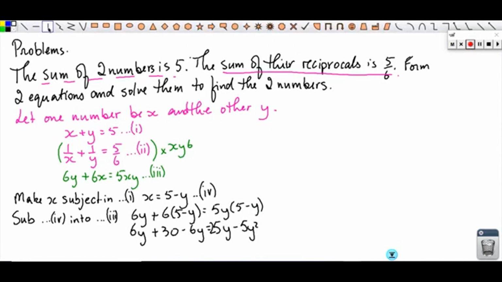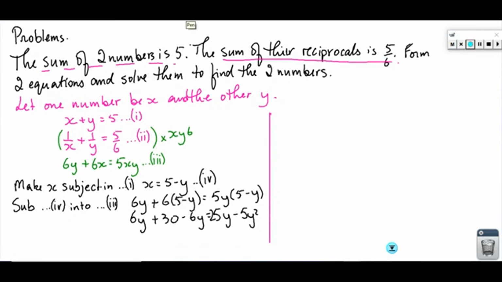So let's continue on this side of the page. I'm going to place everything on one side of the equation. So I get 5y squared plus 6y minus 6y, which is eliminated, so minus 25y plus 30 is equal to 0. I'm going to divide by 5 because 5 is a common factor in this case. So I get y squared minus 5y plus 6 is equal to 0.